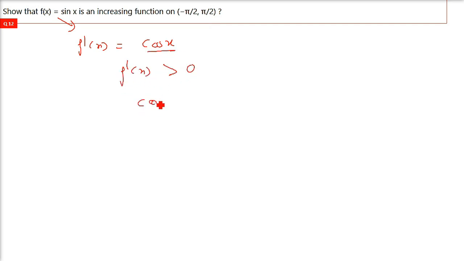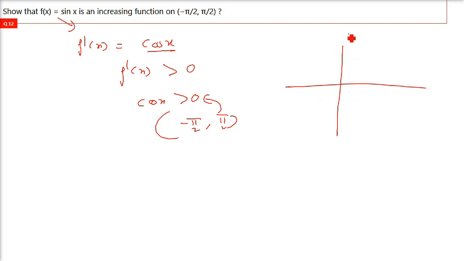So when we can show f dash x is greater than 0, that is cos x is always greater than 0, it will be an increasing function. So negative pi by 2 to pi by 2, you already know it is always increasing, always positive. Now the second explanation which I can give is this is pi by 2, so this is negative pi by 2. Why am I calling it negative pi by 2?